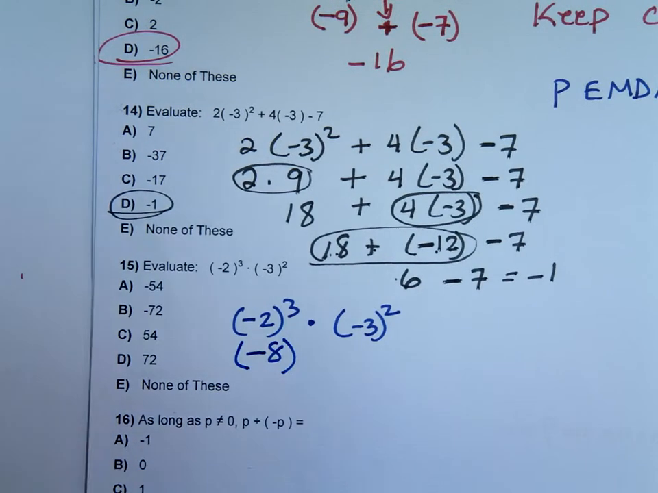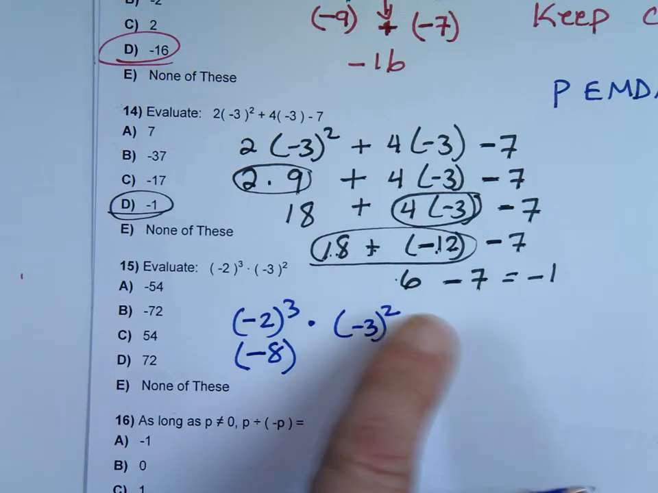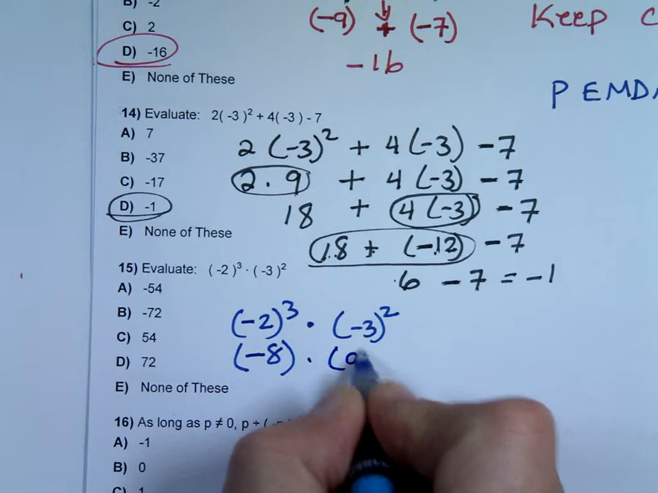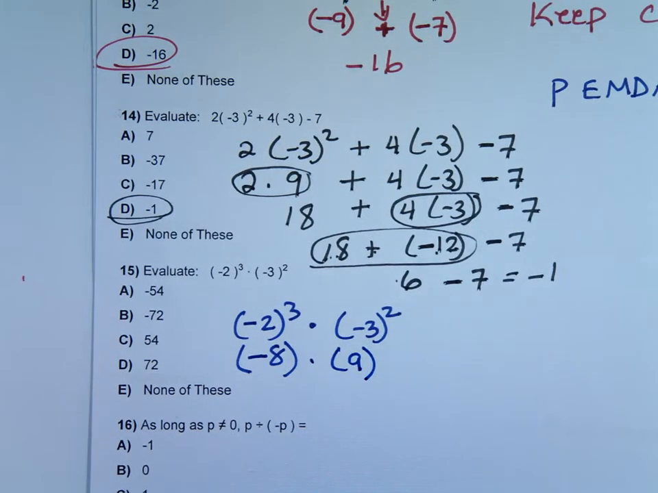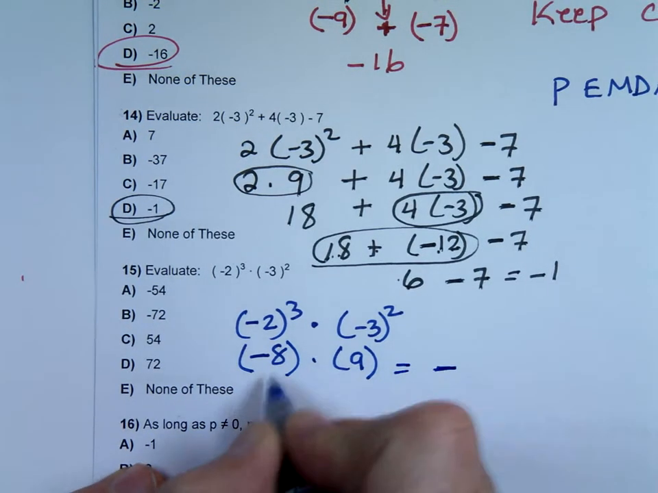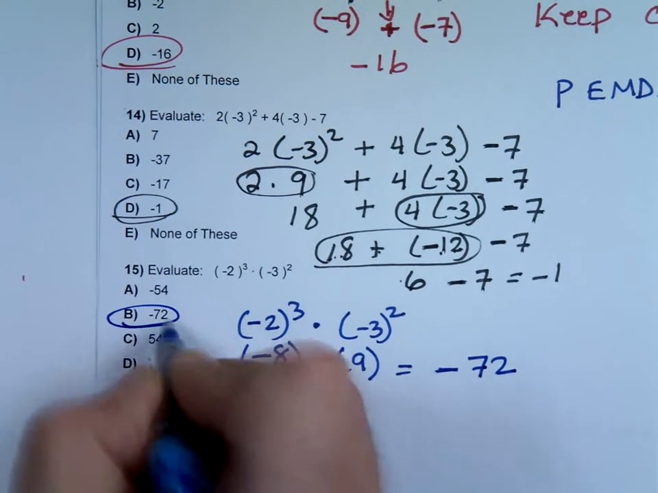An odd number of negative signs will produce what? A negative result. An even number of negative numbers will produce what? A positive result. So negative 3 times negative 3, that's 2 of them, an even number. That will make it a plus 9. A positive times a negative, that's an odd number of negative numbers, so it's a negative number. 8 times 9, 72. So it's a negative 72.